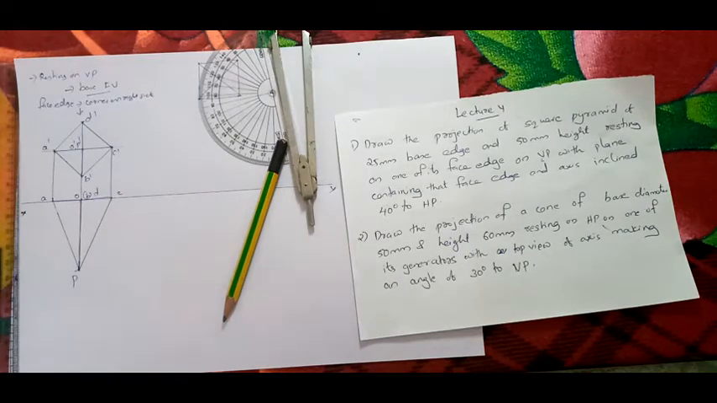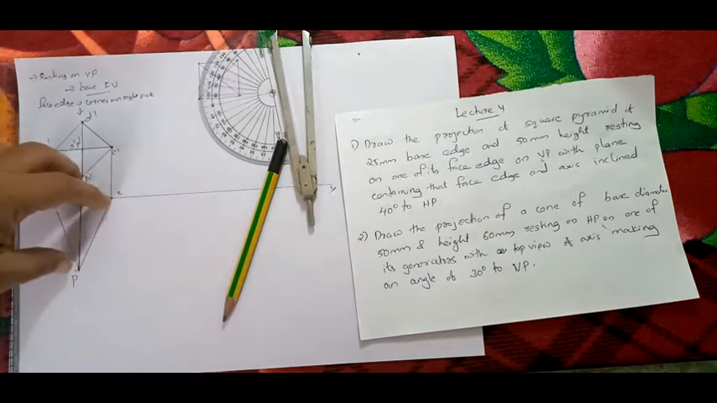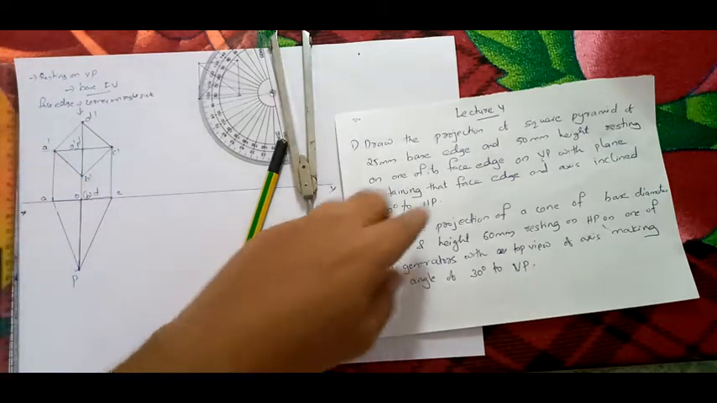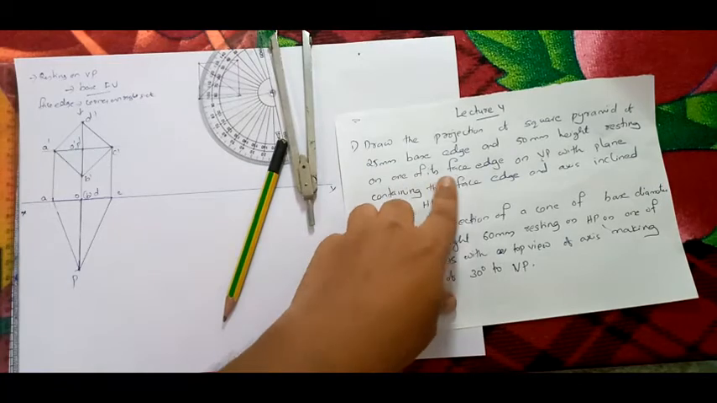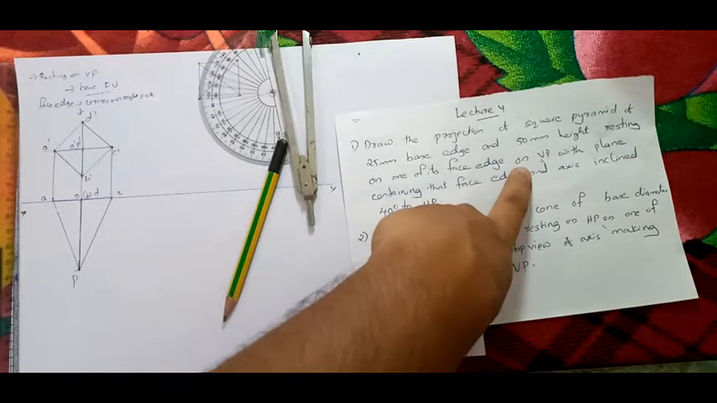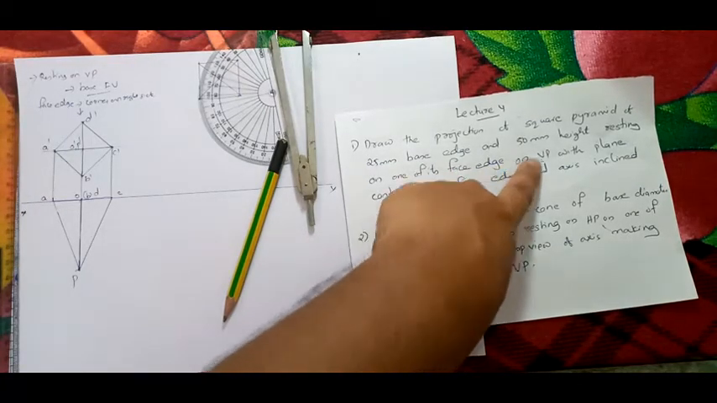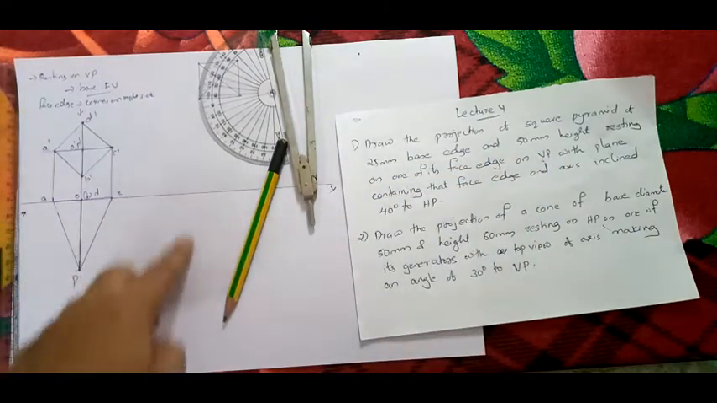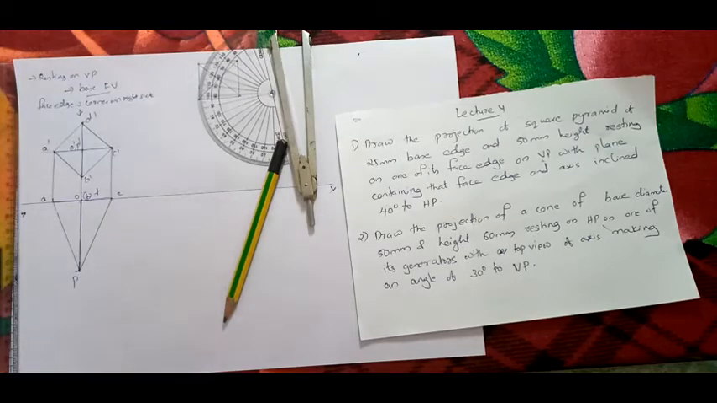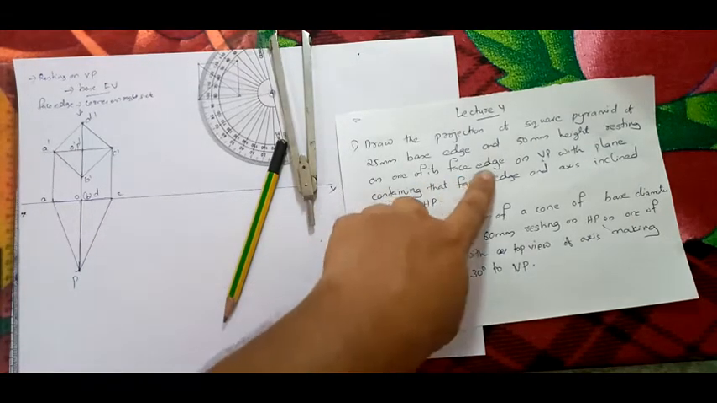The main thing is they can tell either face or face edge on HP, on VP, or perpendicular to HP or perpendicular to VP. Listen carefully, if instead of one of its face edges on VP, they tell face edge perpendicular to VP, then you have to make CP perpendicular. This CP is perpendicular, and redraw it. Understood, right?